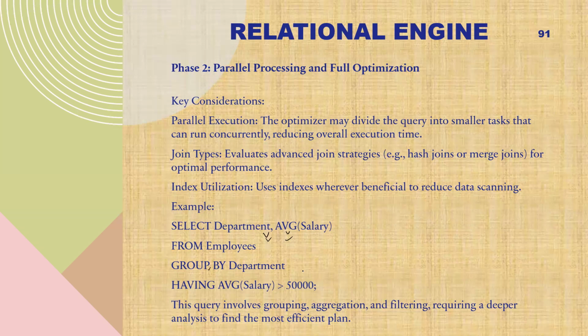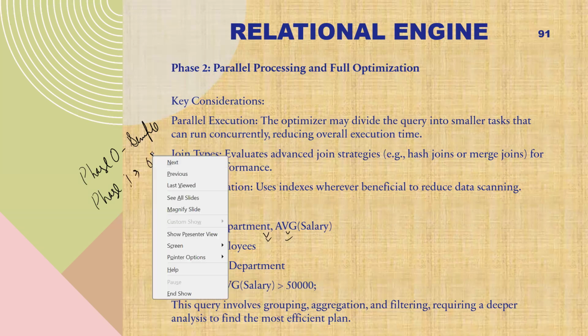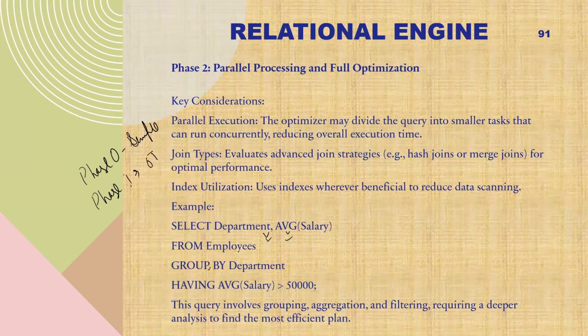Fine. So remember one thing: phase zero is for the basic, simple query, right? Phase one is, we can say, for OLTP, where it will not focus on the exhaustive analysis, it will focus on which plan is going to give the quick result. This is going to be focused on phase one, and phase two is for the complex query, right?